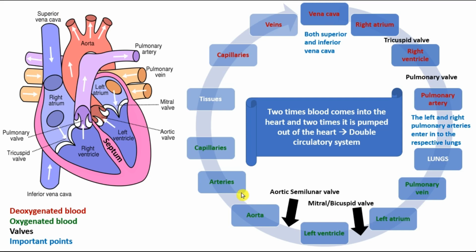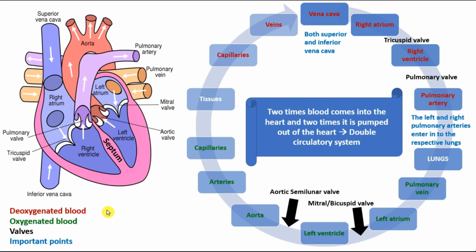So once you are clear with this process, you are clear with the whole circulatory system, how the blood pumps and where it goes. If you did not understand this, please pause the video and look into this chart over here. The red color shows the deoxygenated blood, the green ones are the oxygenated blood, the white is the lungs and the tissues, the blue ones are the important points, and all the valves are marked in black.